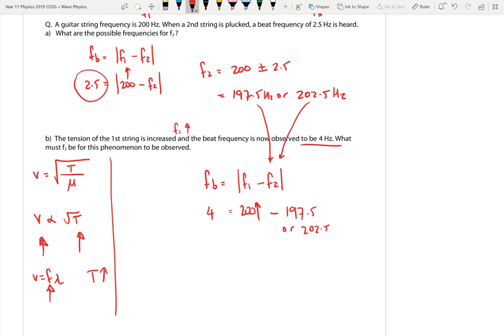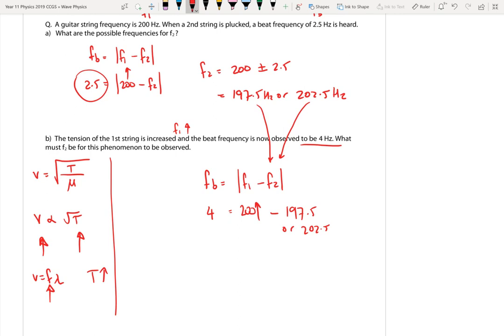Okay, so if we're increasing this, then if it was at 197, the difference would increase. If F2 was 202.5, then the difference would decrease. I'm not quite sure if there's a mathematical way to prove that, other than to say if we were to increase F1, then the difference between 197.5 and that frequency would increase, yes? Also increase it to 206.5. Okay, so that's why the question will often say it's slowly increased.